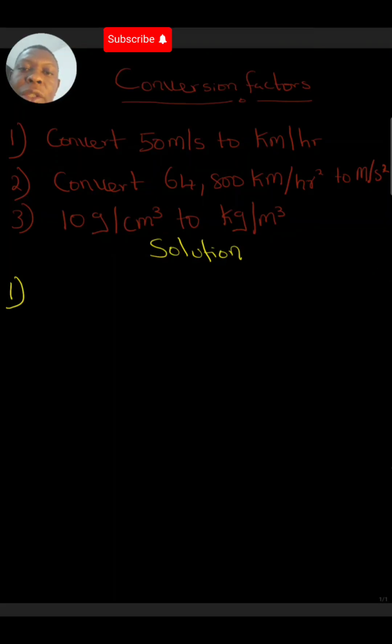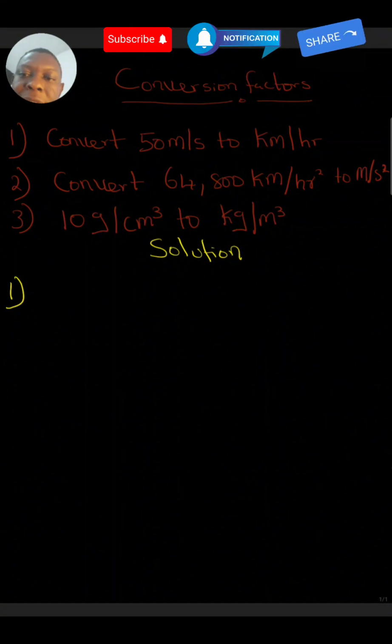And this is a continuation from the previous topic we talked about, the conversion factors, which is the fastest way to convert from all units, metric units. So we have some questions here, and let's just go in directly to solve them. The first question says convert 50 meter per second to kilometer per hour.